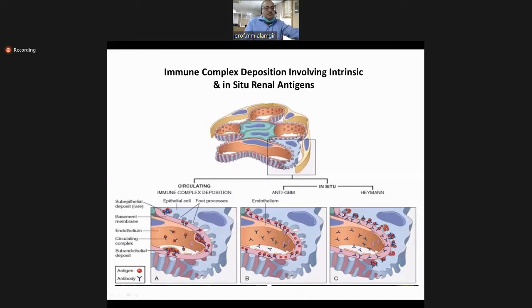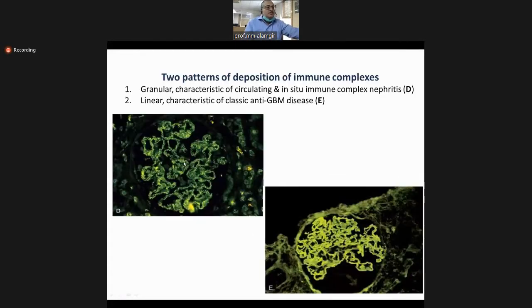Then we have another category, which is the subepithelial deposition. Here we will confine ourselves to the granular pattern and the linear pattern. So this is the granular pattern on immunofluorescence. Granular pattern is characteristic of circulating or in situ immune complex formation. Circulating antigen antibody complexes can deposit at these sites within the glomerulus, that is the subepithelial, basement membrane, and subendothelial. They give a granular pattern.